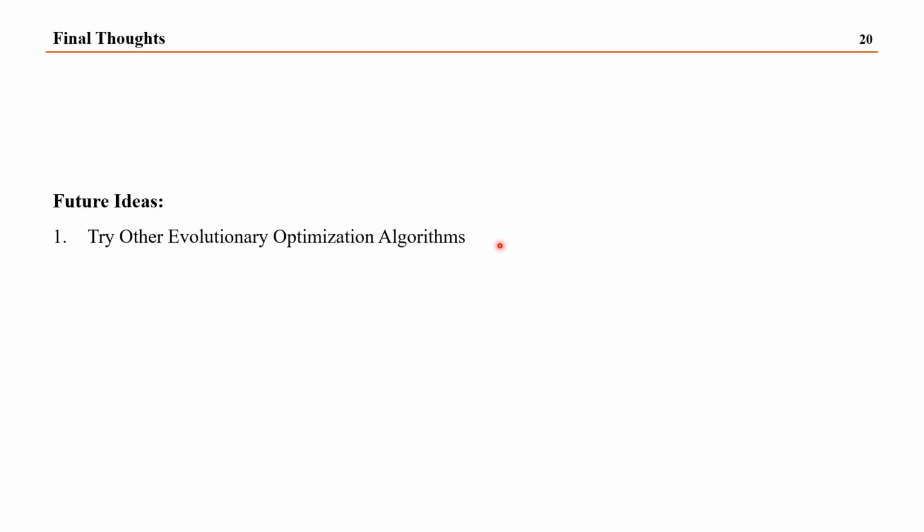Now, there are many others. We could look at artificial bee colony. There could be the gray wolf, the firefly optimization algorithm, many different kinds of variants that I could look into in the future to see how their performance actually affects the quality of the path that we can find.